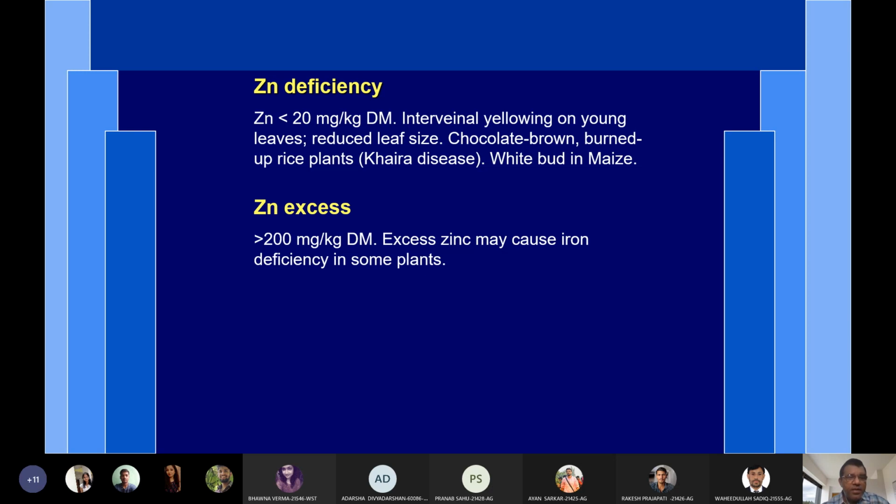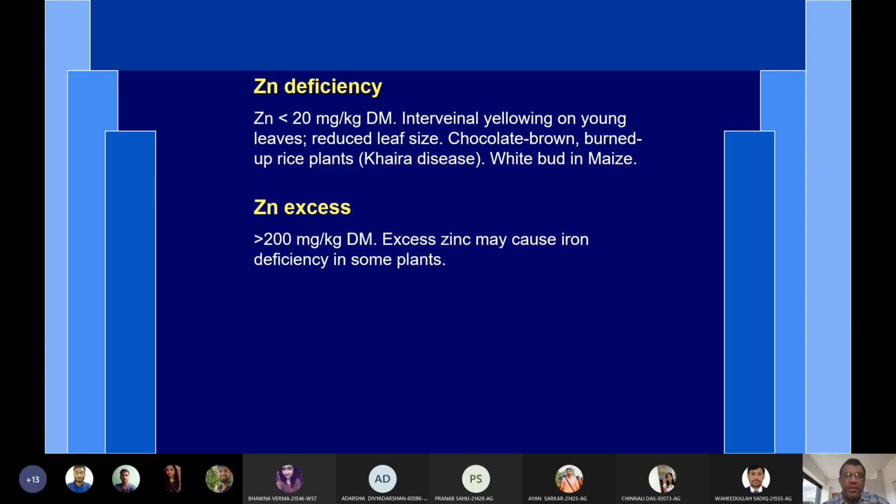Interveinal yellowing on young leaves. Remember, the deficiency comes on young leaves. Many times people say that zinc deficiency symptoms come on older leaves. No, they come mainly on the upper leaves or young leaves or up to the middle part of the plant. They start from the top of the plant because it is a less mobile nutrient in the plant system. And chocolate brown, burnt up rice plants. These are the typical deficiency symptoms of Khaira disease.